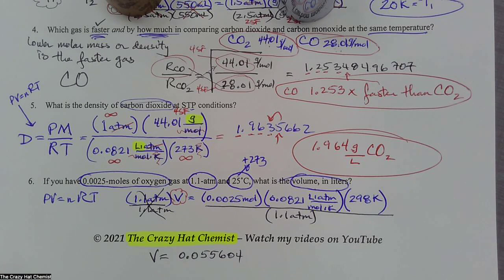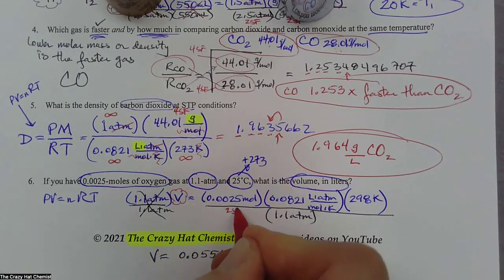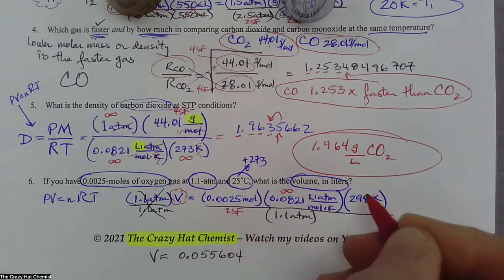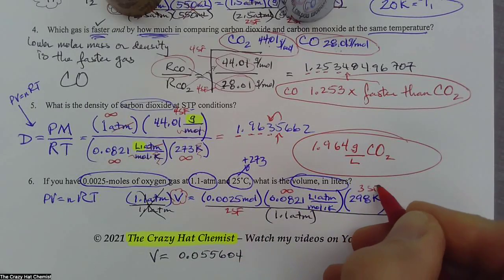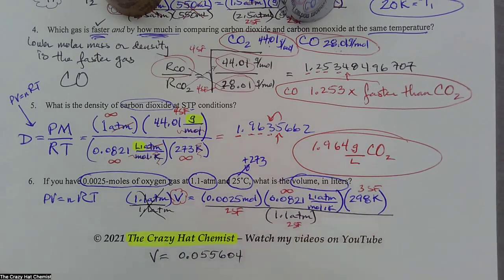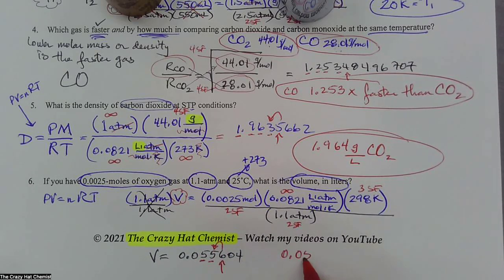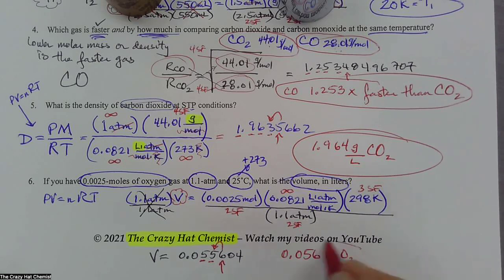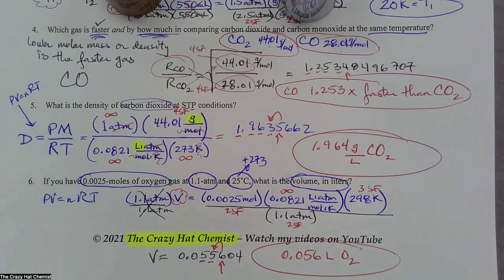And I am going to get 0.055604. I'm going to round this to the appropriate number of significant figures. This has two significant figures. This has an infinite here, and this has three significant figures, and this has two significant figures. So I need two. That's one, that's two, that's six, that's five or greater. I'm going to add one to the preceding digit. That's 0.056. And this is liters of oxygen gas, and that's diatomic. That's why that is what it is right there.